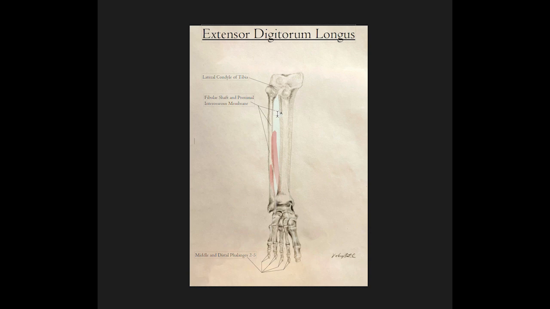So it's going to attach to the fibular shaft and to the proximal portion of that interosseous membrane. In addition to that, it's also going to have fibers attaching to this lateral condyle of the tibia up here, right? And all the way from up here, it's going to run straight down, cross anterior to the ankle joint, and then attach to the middle and distal phalanges of 2 through 5. That's going to be the attachment site for that, and it's going to look like this. All right, so it's going to cause extension of all these toes. That's essentially what it does, and it obviously is going to assist with dorsiflexion of the ankle also.